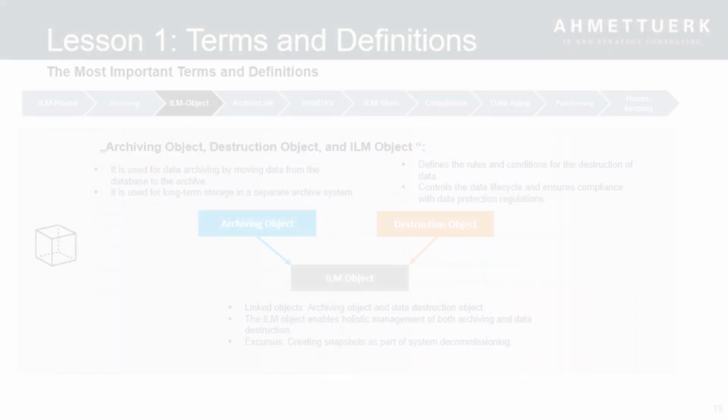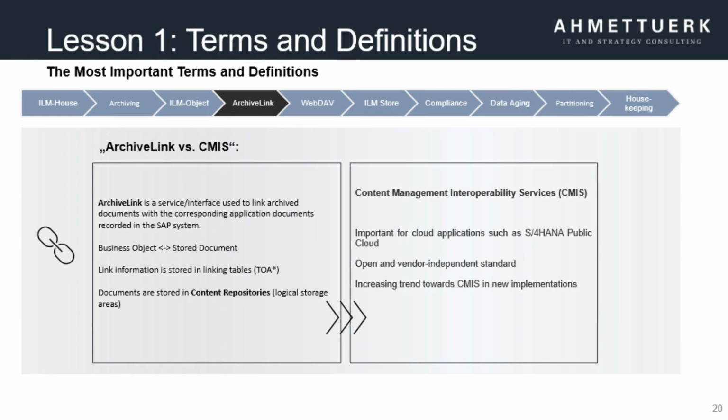Archive Link is a service and interface that connects archived documents with the corresponding business records stored in the SAP system. It links business objects with stored documents, keeps references in dedicated link tables, and organizes files in logical content repositories. CMIS, or Content Management Interoperability Services, is especially relevant for cloud applications such as S/4HANA Public Cloud. It's an open, vendor-independent standard and increasingly the go-to choice for new implementations.